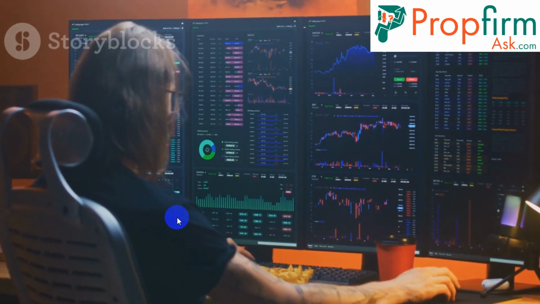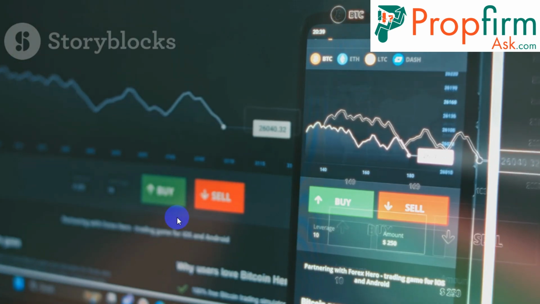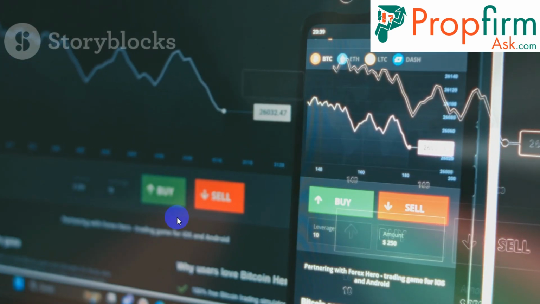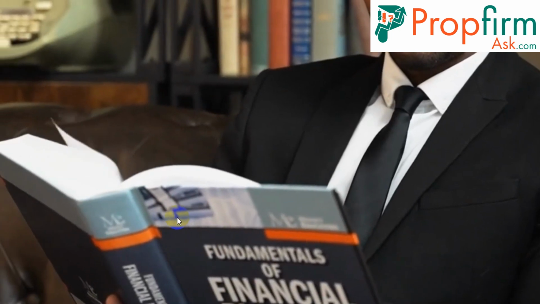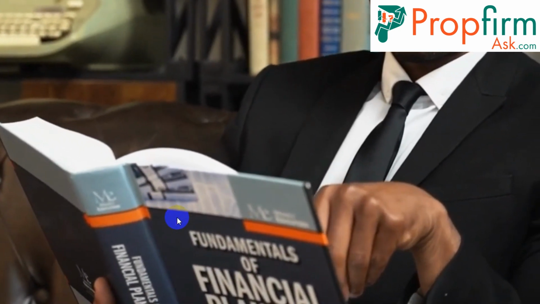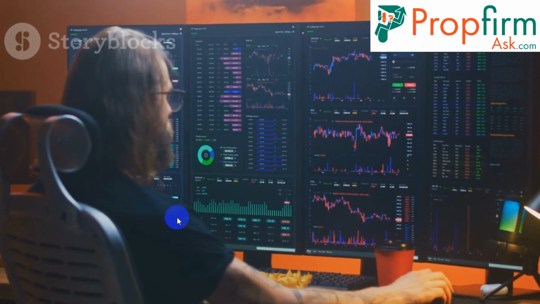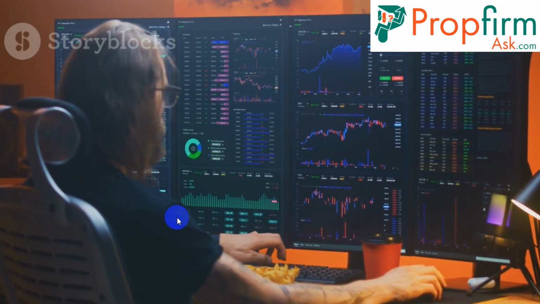Now that we've explored the intricacies of the MACD, let's take a closer look at another essential tool in your trading arsenal, the RSI indicator. The Relative Strength Index, or RSI, is a momentum oscillator that measures the speed and change of price movements. Developed by J. Wells Wilder Jr. and introduced in his 1978 book, New Concepts in Technical Trading Systems, the RSI has become a widely used indicator for identifying overbought and oversold conditions in the market.